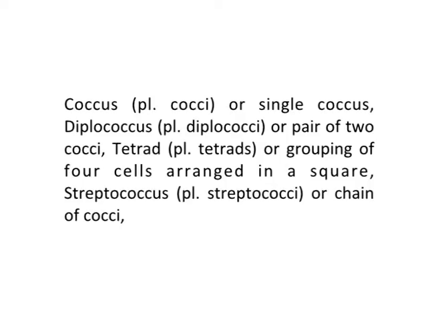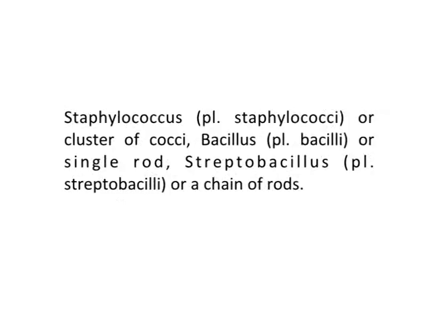In addition to cellular shape, prokaryotic cells may group together in certain arrangements like coccus, plural cocci or single coccus, diplococcus, plural diplococci or pair of two cocci, tetrad, plural tetrads or grouping of four cells arranged in a square, streptococcus, plural streptococci or chain of cocci, staphylococcus, plural staphylococci or cluster of cocci, bacillus, plural bacilli or single rod, streptobacillus, plural streptobacilli or a chain of rods.